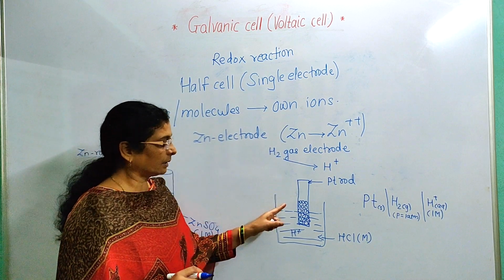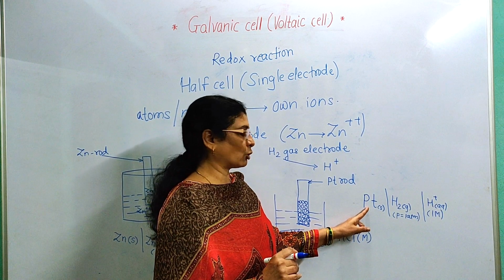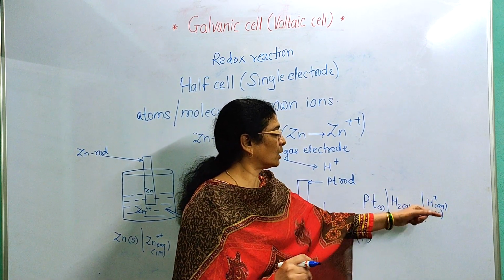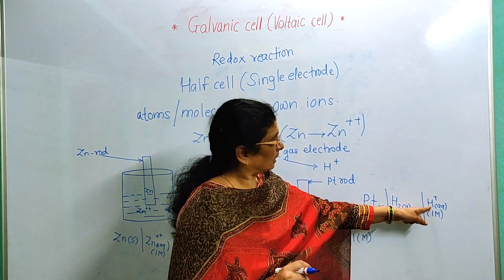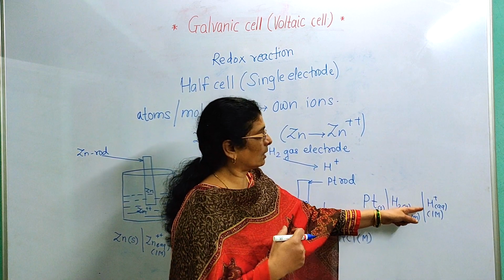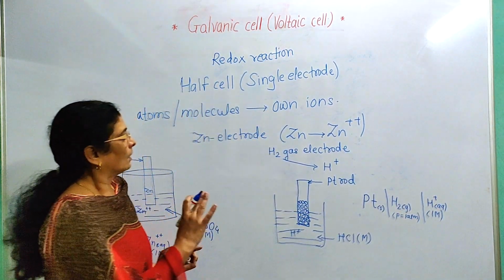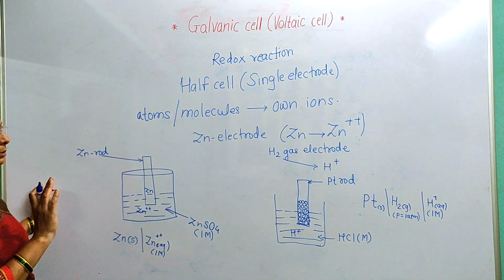Like this, the oxygen gas electrode and chlorine gas electrode can be represented. First, what do you have to write? You have to write the metal on which the gas is adsorbed, then the gas molecules, and then the H+ ions or the ions of the gas. Suppose the electrode is reversed, that is, here reduction takes place, then the representation will be reversed. So you have understood what a half cell or single electrode is.